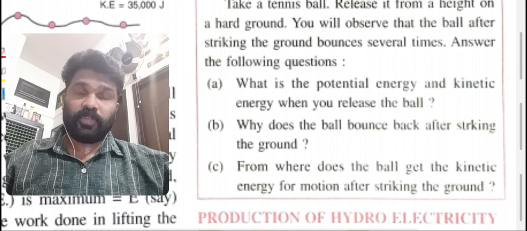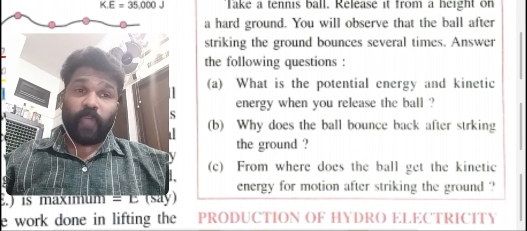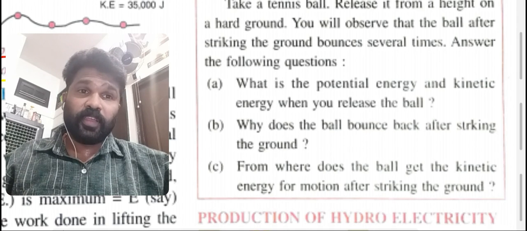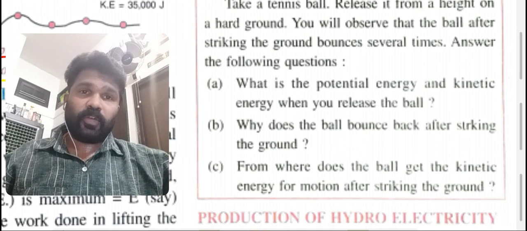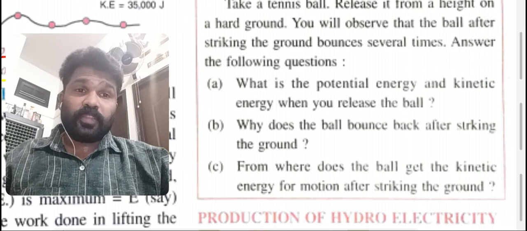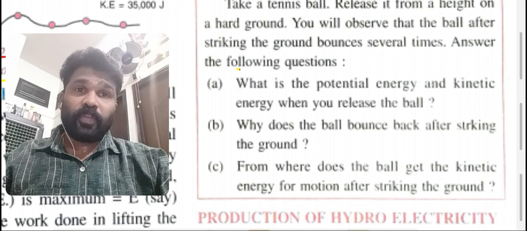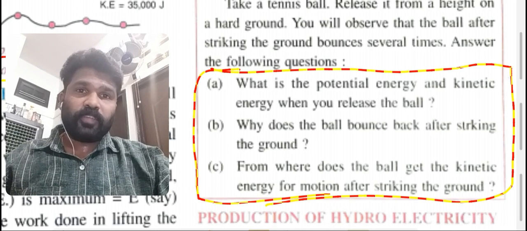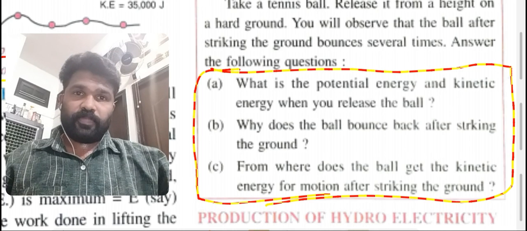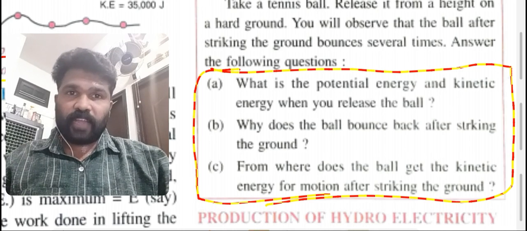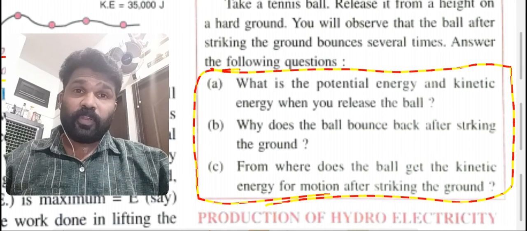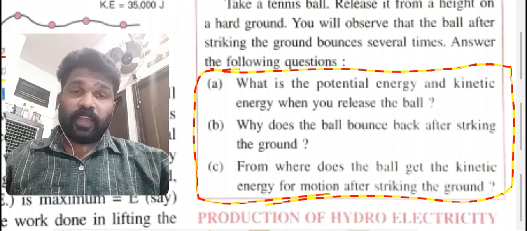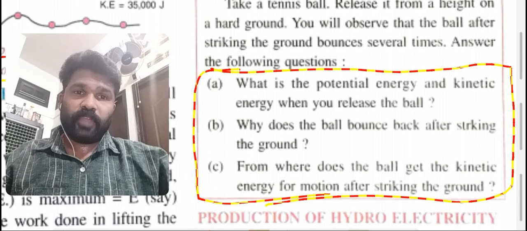Third observation you have to do in this activity: from where does the ball get the kinetic energy for motion after striking the ground? Okay, these 3 points, this ball activity you can do yourself, and write these observations in your notebook and we will discuss in the class itself. What are the observations you can see while doing this activity? Mark it in your copy, and when class starts we will discuss it. Okay, it's your homework.